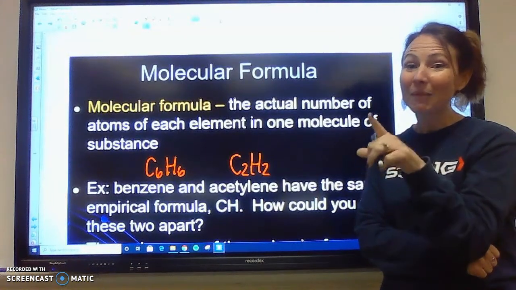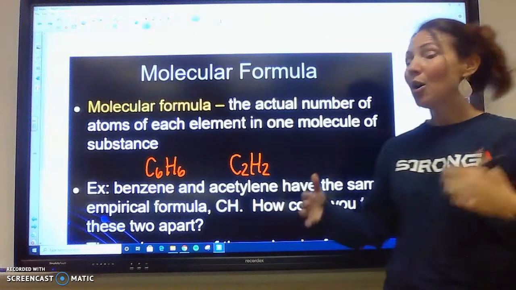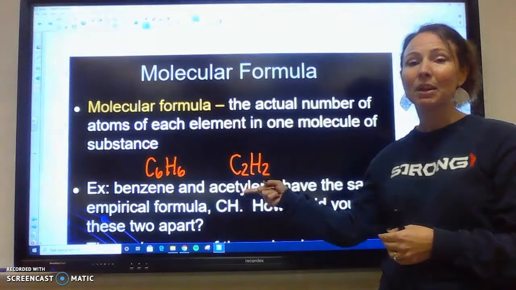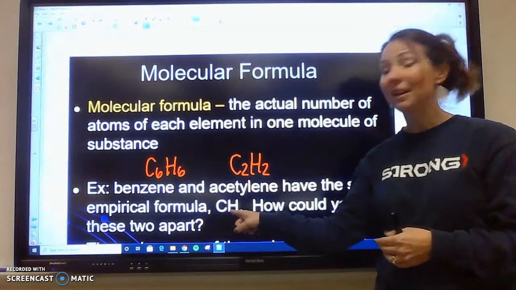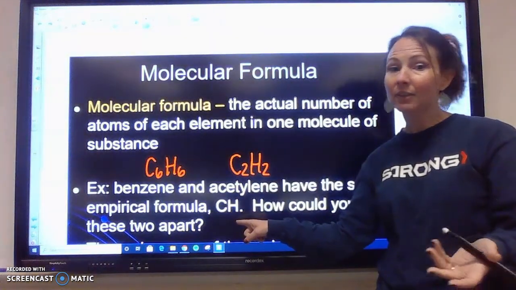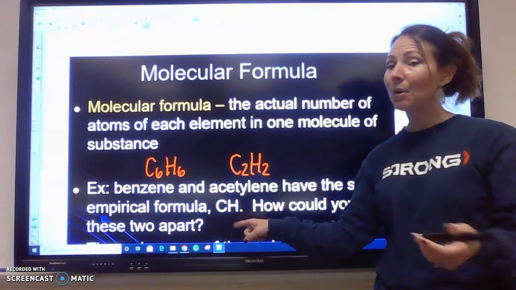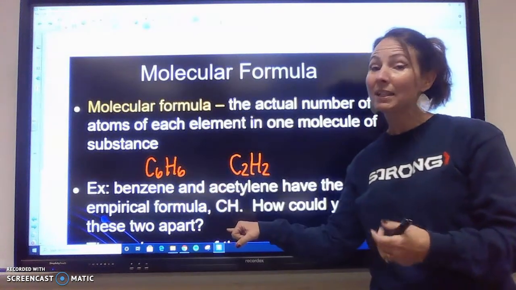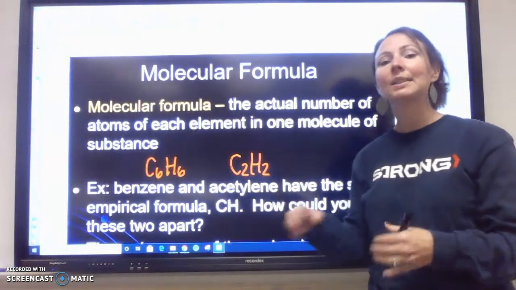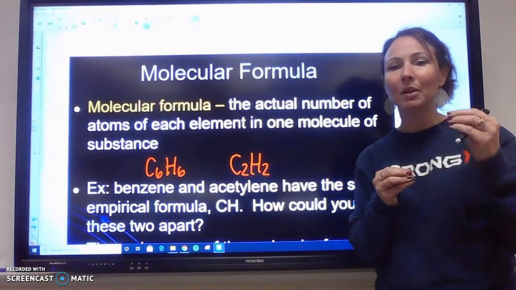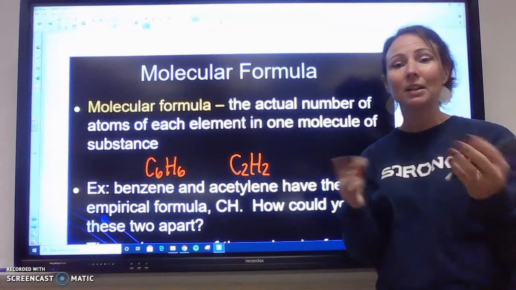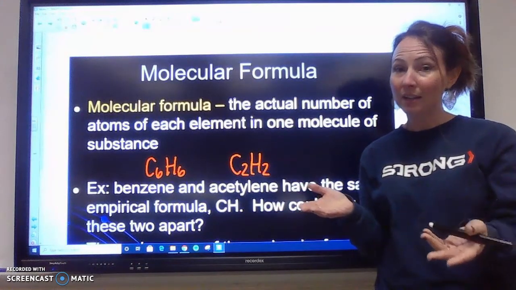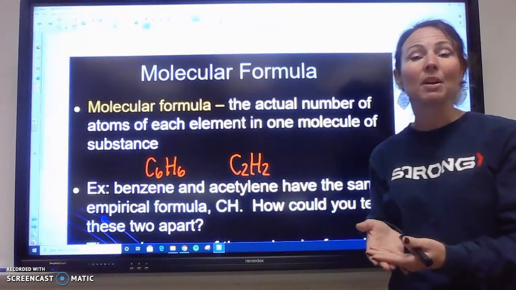Hopefully you're thinking molar mass, and if you are, that's correct. Hopefully that would make sense, because the molar mass of C2H2, having twice as many carbons and hydrogens, would be twice the molar mass of this empirical formula. Likewise, benzene having 6 times the number of carbons and hydrogens would be 6 times that molar mass. So the missing piece to tell a molecular formula apart from an empirical formula is just molar mass. We're really not doing anything new that you haven't done. We're just going to use that as one more step in our problems.